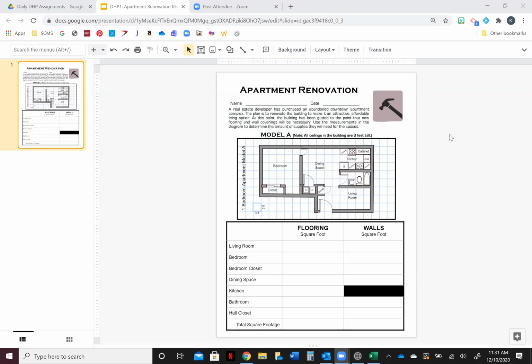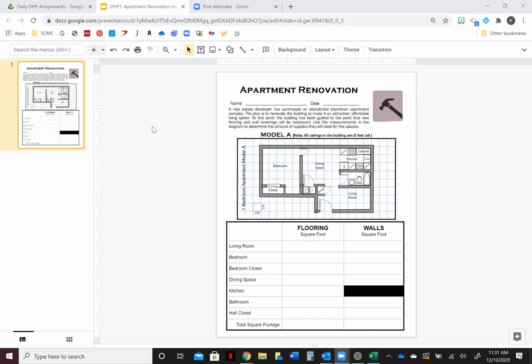But before we do that, we have to know how we calculate square feet to do the flooring, and then we also have to figure out how we calculate square feet of walls, because that looks a little bit different. So we're going to start today with apartment renovation, and we're going to do model A and walk you through that one, and then you're going to do model B on your own. So let's go ahead and get started on this.